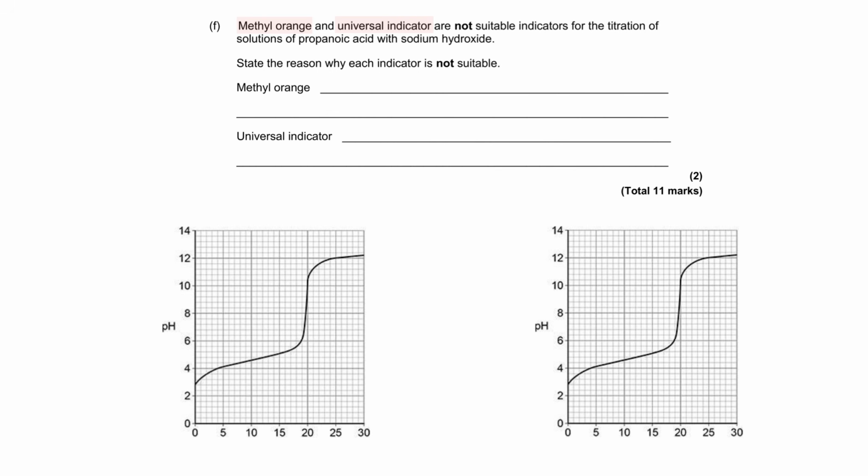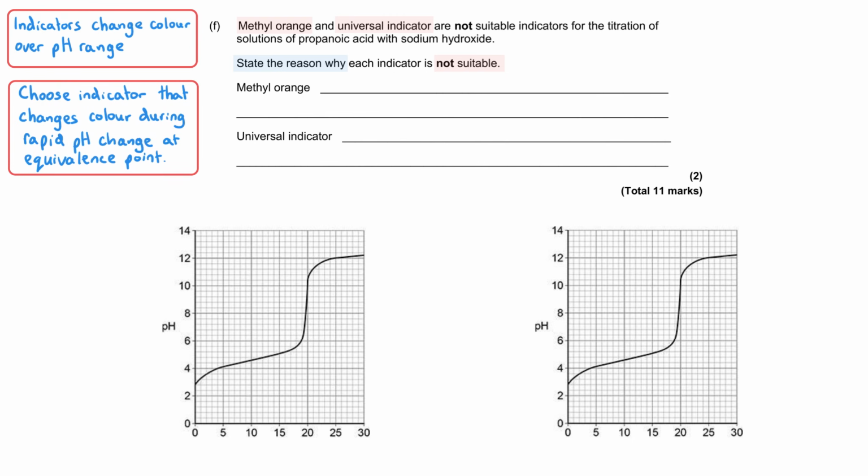Methyl orange and universal indicator are not suitable indicators for the titration of solutions of propanoic acid with sodium hydroxide. State the reason why each indicator is not suitable. Indicators typically change colour over a range of pH values, and when we choose an indicator, those pH values need to coincide with the rapid change in pH that happens at the equivalence point. And from this pH curve, we can see that specifically that equivalence point has a pH change of between 6 and 11.